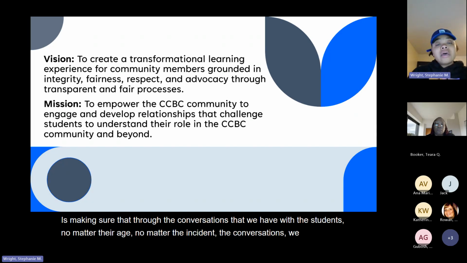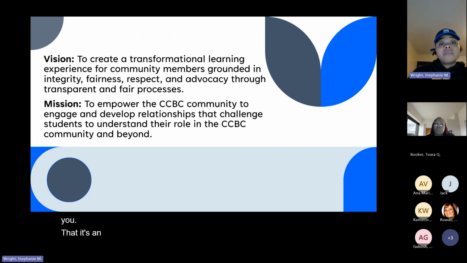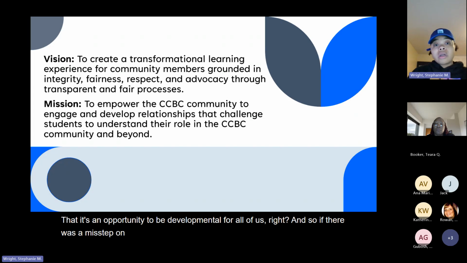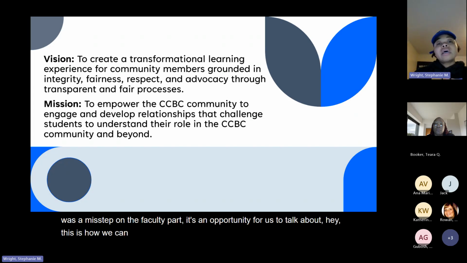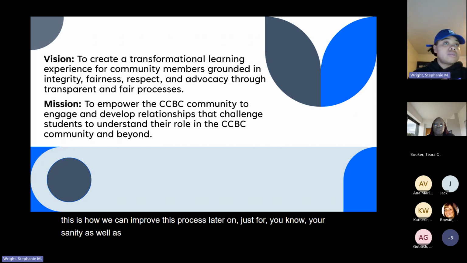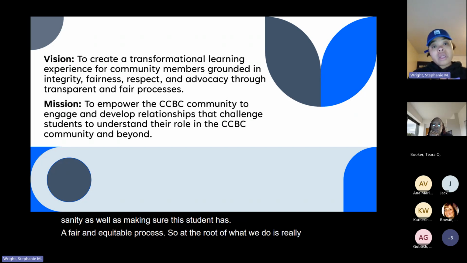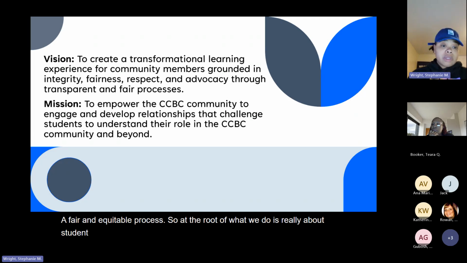the conversations we have with you, it's an opportunity to be developmental for all of us, right? And so if there was a misstep on the faculty part, it's an opportunity for us to talk about, hey, this is how we can improve this process later on, just for your sanity, as well as making sure the student has a fair and equitable process. So at the root of what we do is really about student development and fairness and equity. So that is going to show up through our conversations.